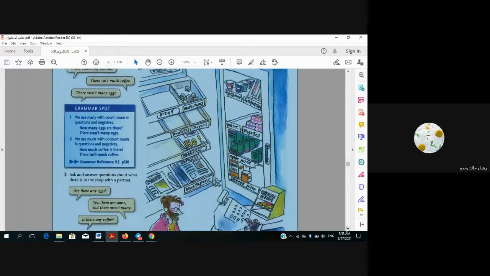We use many with count nouns in questions and negatives. How many eggs are there? There aren't many eggs. So we use many with questions and with the negative. We use much with uncount nouns in questions and negatives. How much coffee is there? There isn't much coffee.